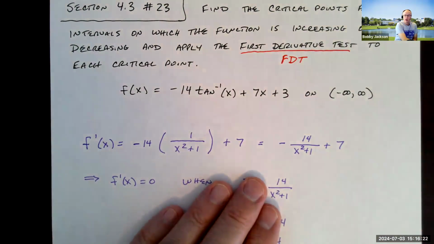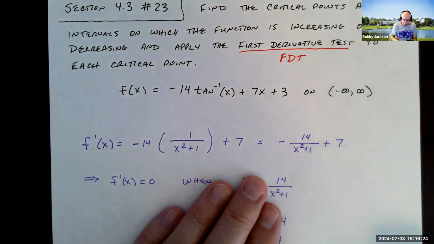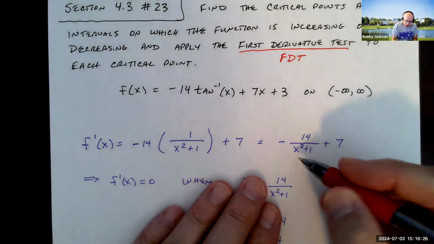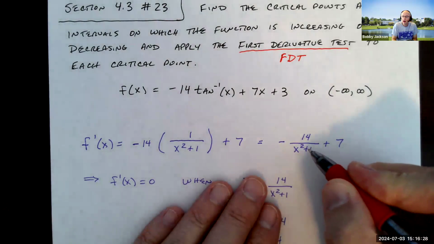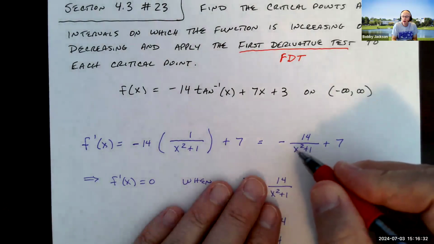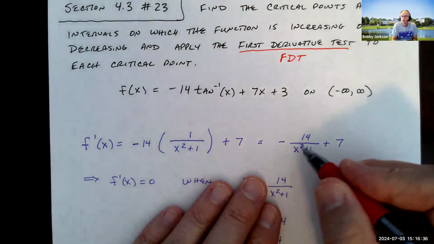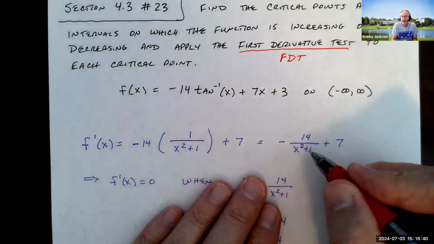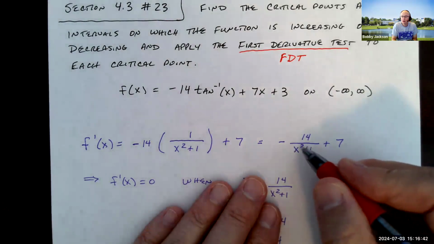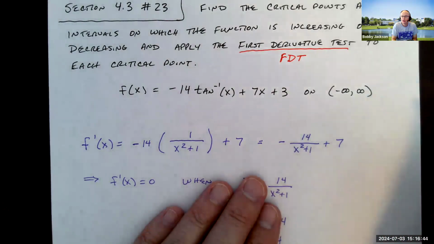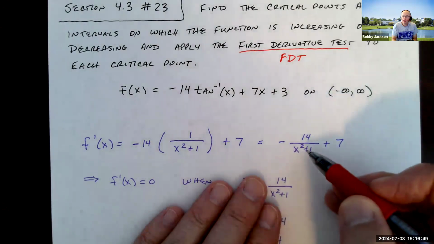Notice it's never undefined. Any value of x you plug in here, the denominator here will always be at least 1, right? Because you square the value of x, that means the smallest it could be is if you plug in 0. 0 squared is 0 plus 1, you get 1. Any other value of x you plug in is going to add a positive number to 1. So the denominator is always greater than 1. It's never 0, so you're never undefined. But this derivative can be equal to 0.